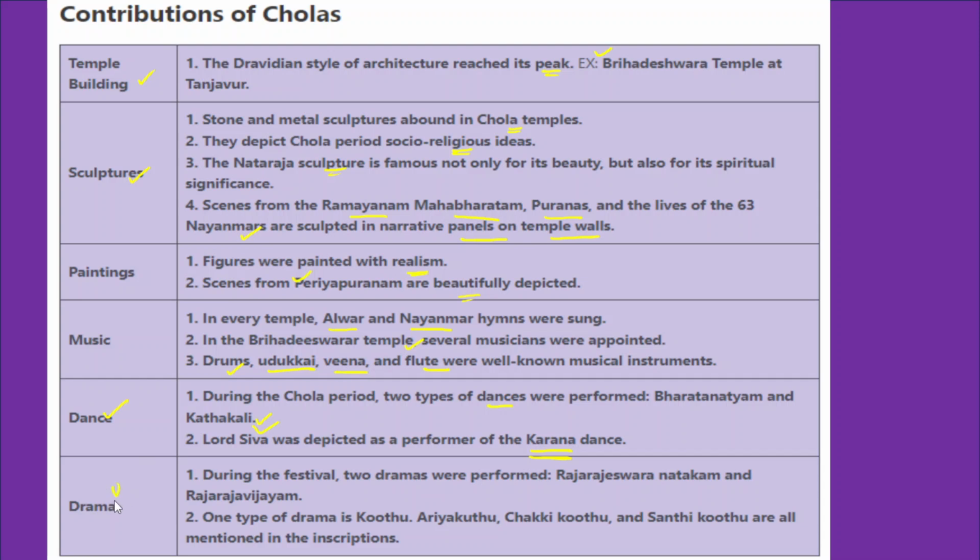During festivals, dramas used to be performed, for example, Rajarajeshwara Natakam and Rajaraja Vijayam. These were two major dramas performed during festivals. In fact, there was another type of drama called Kutu, which has sub dramas, for example, Arya Kutu, Chakki Kutu and Santi Kutu. They were all mentioned in the inscriptions issued by these Chola rulers.